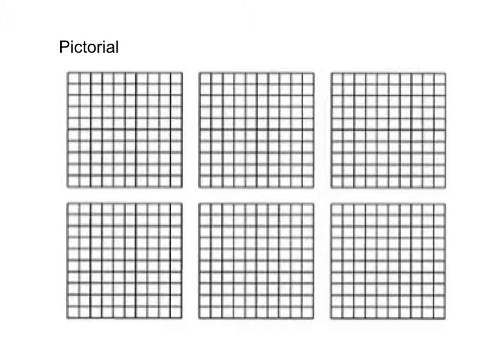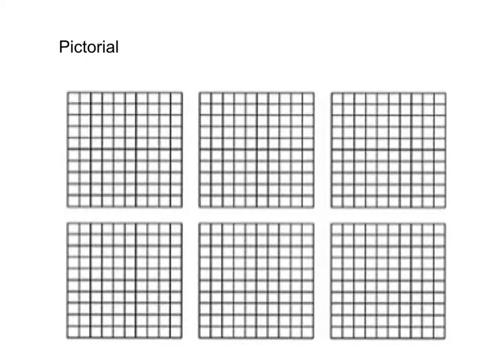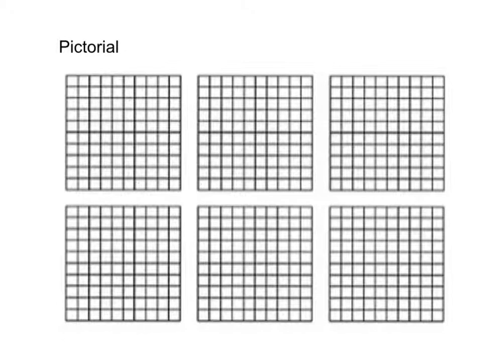I'm using my base 10 blocks. The flats are representing the whole. Columns are going to be your tenths, and each individual square is your hundredths. The problem that we're going to solve this time is going to be 1 and 23 hundredths divided by 3.